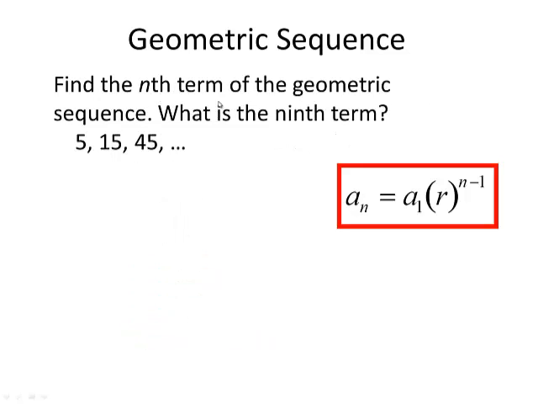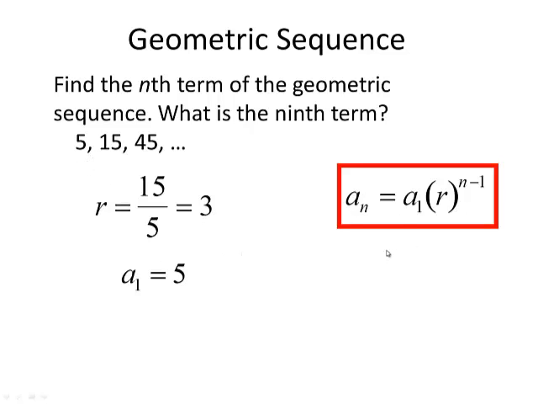Okay, it says find the nth term of the geometric sequence, and then it also asks you to find the 9th term. In order to find the nth term, I have to find a1, r, and n. So here we go. We have these three numbers, 5, 15, and 45. First, we need to find r. R is going to be 15 divided by 5, which is 3. You should also double check. 45 divided by 15 is also 3. So that is your common ratio. Right? And the first term is 5.